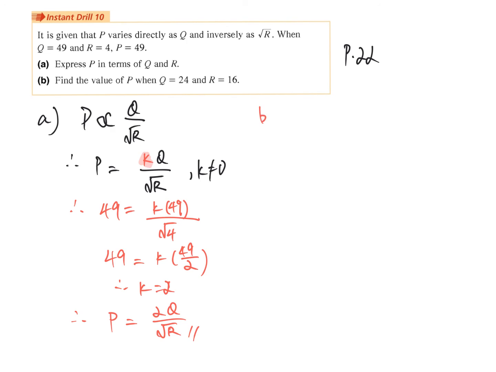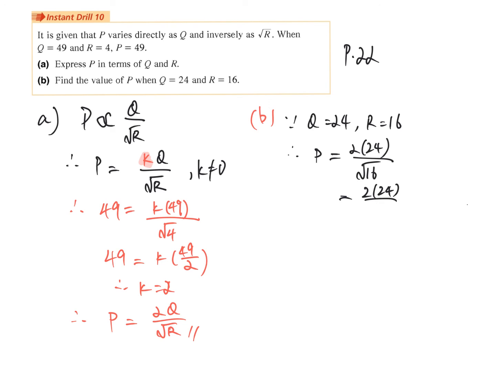So for part B, all the things will be the same. Since q equals 24 and r equals 16, therefore p will be 2 times 24 divided by root 16, which is 2 times 24 divided by 4, so 12. You can see that although it is a new type of variation, joint variation, all those things you have to do are actually the same as what you have learned in direct variation and inverse variation.